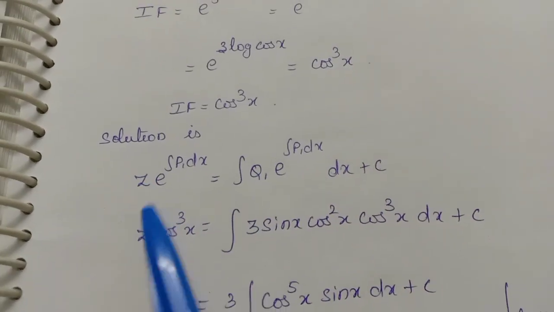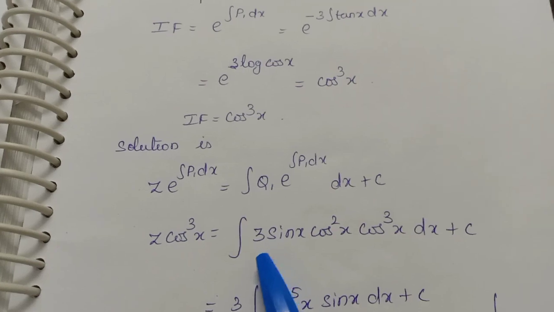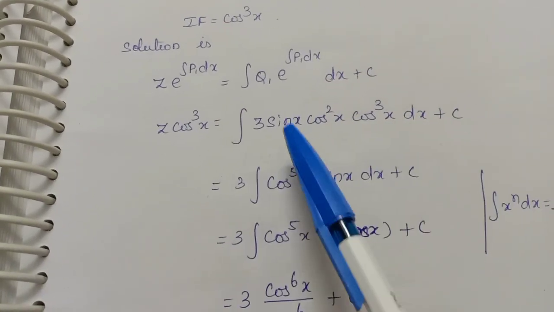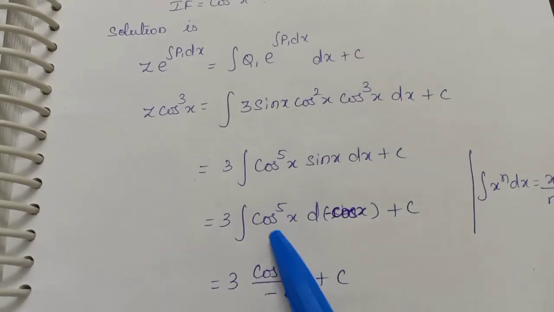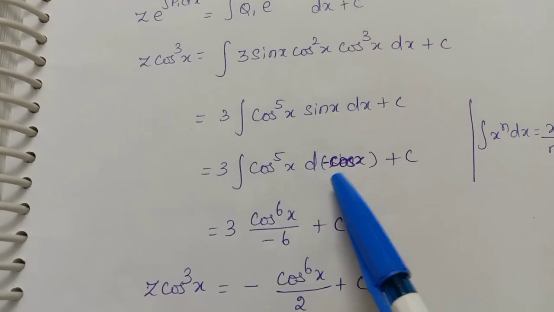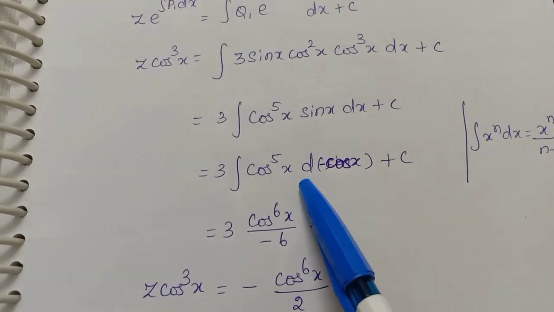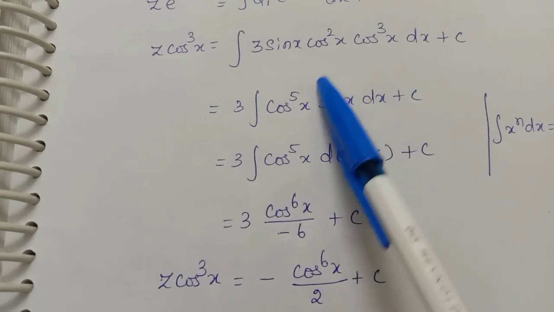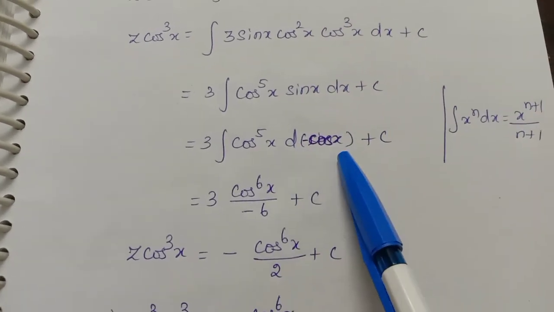So the solution is z cos cube x is equal to integral 3 sin x cos square x cos cube x dx plus c. So totally we have cos power 5x into sin x dx. This sin x I can write as the differentiation of minus cos x, because the differentiation of cos x is minus sin x. So instead of sin x dx, I can write the differentiation of minus cos x.